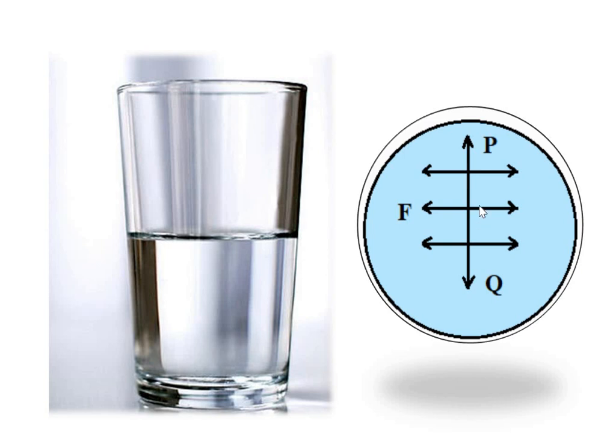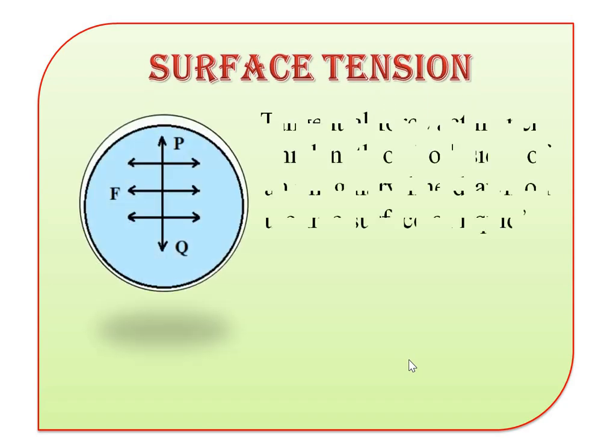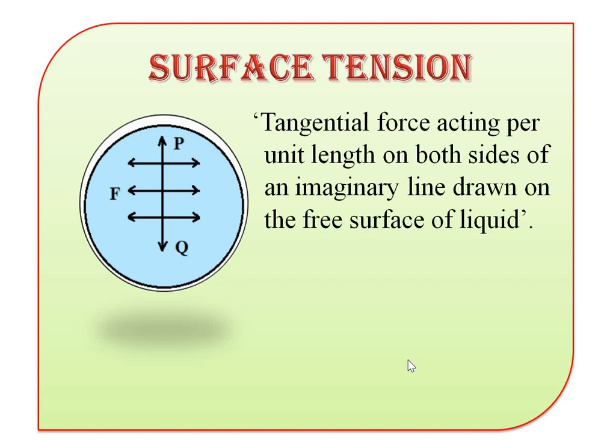The tension of the surface film of a liquid is caused by attraction of the particles in the surface layer by the bulk of the liquid, which tends to minimize the surface area. So from this we can define surface tension. The definition of surface tension is very simple. Tangential force acting per unit length on both sides of an imaginary line drawn on the free surface of the liquid is called the surface tension.